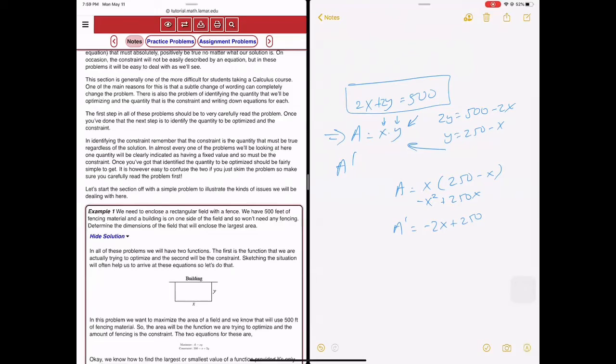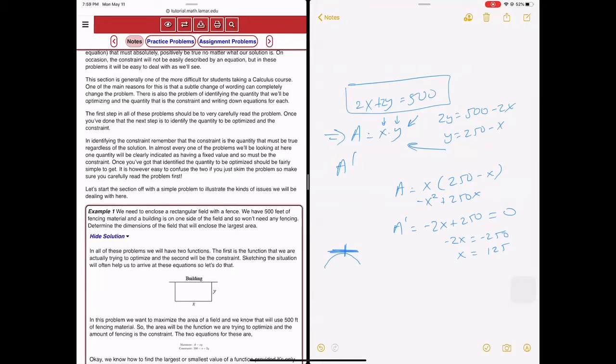Now, critical points, right? Critical points. When will this be a maximum? So we take the derivative and make it equal to 0. Optimization, take the derivative, make it 0. Moving stuff over to solve for x. Negative 2x equals negative 250, divided by negative 2 would be a positive 125. So we know for sure x is 125.